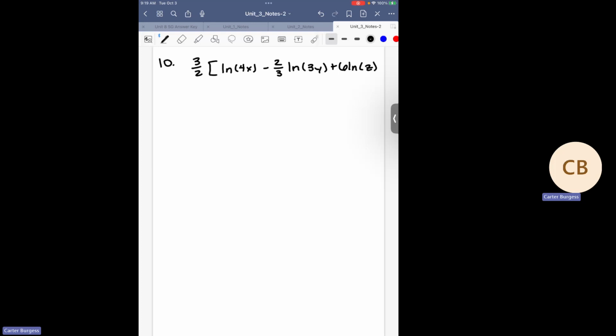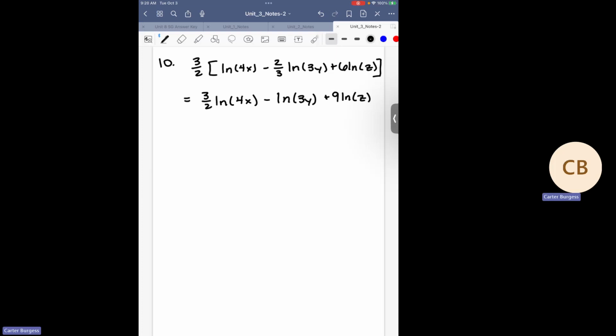Now, honestly, what I would do here, just to make things easy, is probably distribute this 3/2. You could deal with the inside first and then raise everything to the 3/2. That would certainly work. But let's just distribute this 3/2 and see what we get. This is the same as 3/2 ln of 4x minus 3/2 times 2/3, which is just going to cancel, ln of 3y. That's the nice thing about doing this. And then 6 times 3/2, I get 9 ln of z.